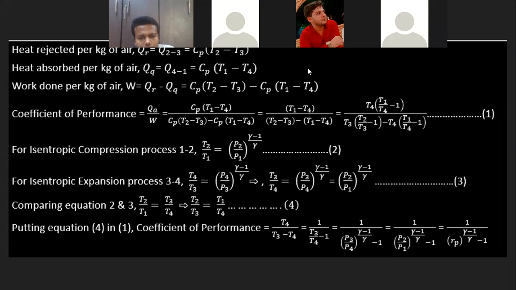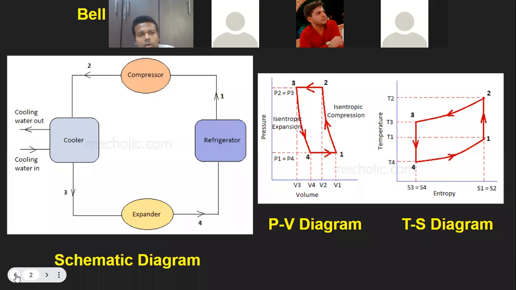Okay, so this is how we are calculating the COP of Bell-Coleman. This is also known as reverse Brayton, and this is also known as a Joule cycle. So these are the three names, but the meaning is the same. It's a Bell-Coleman cycle, so don't get confused between the names.